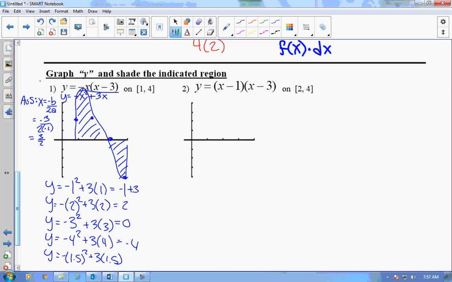Okay, all we're doing is shading. Will you do number 2? Figure out what that graph looks like, and shade it on from 2 to 4.